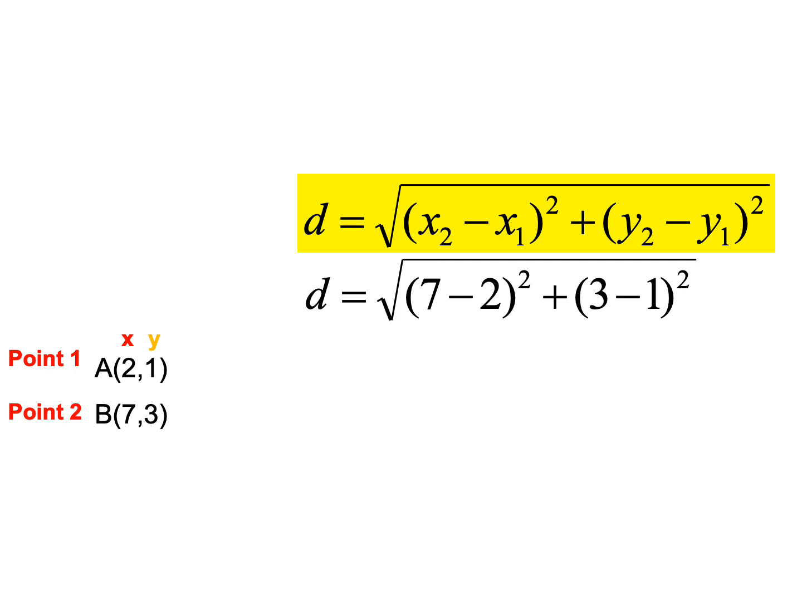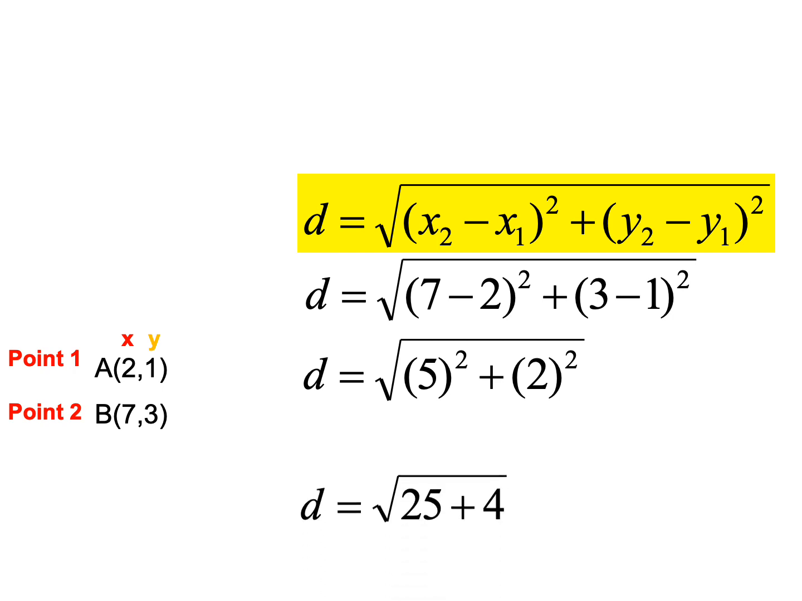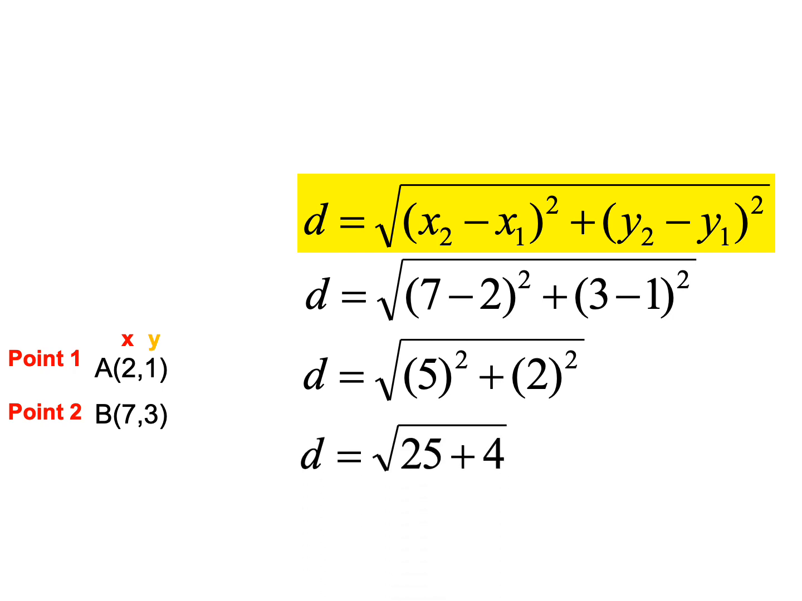7 minus 2 is 5. 3 minus 1 is 2. 5 squared is 25, 2 squared is 4, 25 plus 4 is 29. Grab my calculator. The square root of 29 is about 5.4.